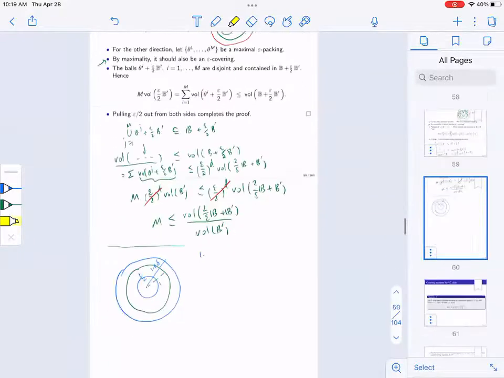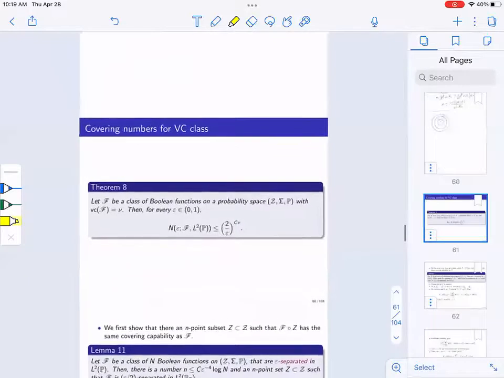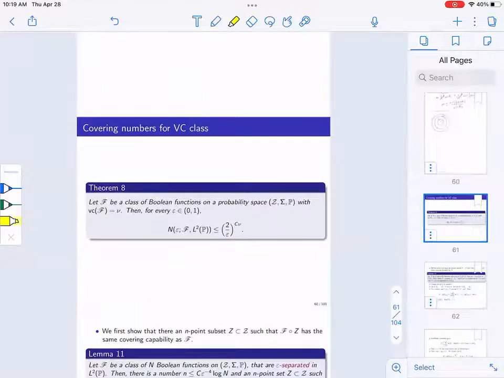Okay, so now let's move on. I want to show something like this. Let F be a class of Boolean functions. Online people, are you okay? If I have a class of Boolean functions in a probability space, I'm using the notation that I used before. These are on a set Z. We're thinking of them as, for example, pairs of x, y's, but it's general. It doesn't have to be like that. And P is a probability measure, basically. This is the sigma field, it just doesn't matter. And the VC dimension is nu.